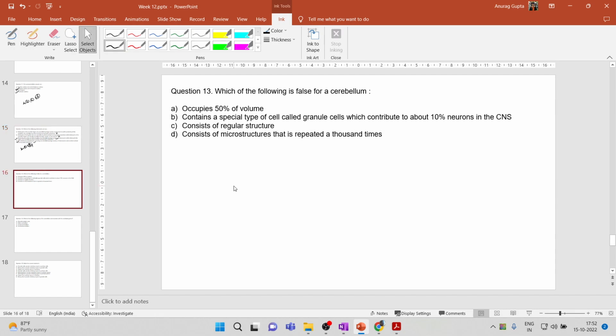Okay. Question 13. Which of the following is false for a cerebellum? It occupies 50% of the volume. This is false. It occupies about 10% of the volume. It contains a special type of cell called granule cell, which contributes to about 10% of neurons in the central nervous system. That is false. The granule cells actually contribute to more than 50% of the neurons in the central nervous system. It's estimated that there are many billions of granule cells in the cerebellum. It consists of a regular structure. This is correct. And it consists of microstructures that is repeated 1,000 times. This is also correct. The answer is C and D.